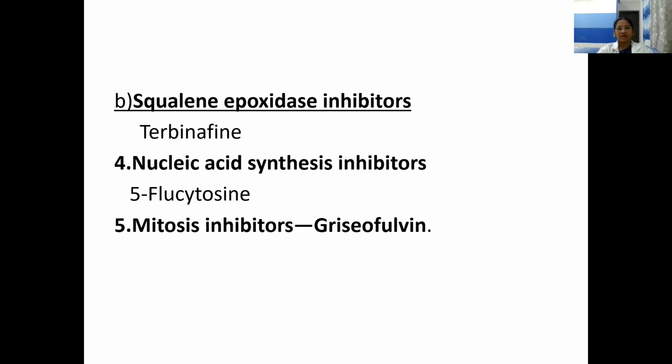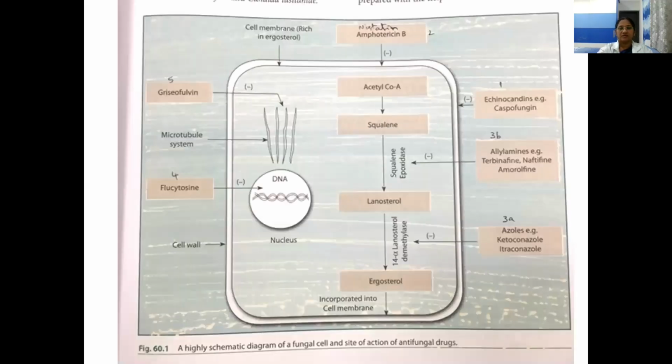Fourth group of drugs are the nucleic acid synthesis inhibitors, that is 5-flucytosine. Fifth one is the mitosis inhibitors, that is mitotic division inhibitors, that is griseofulvin. And coming to the individual drugs, before that, the mechanism of action of the drugs.